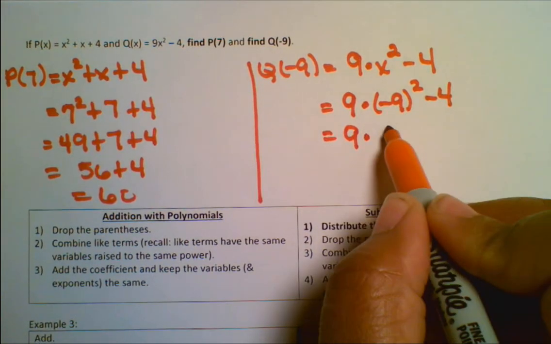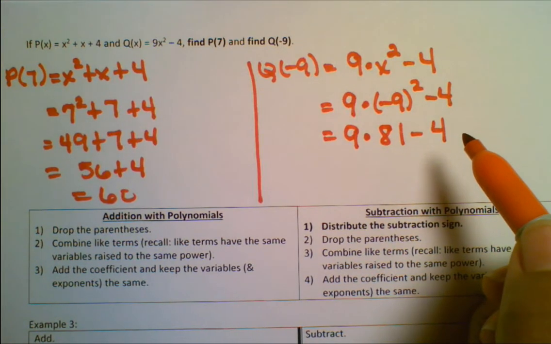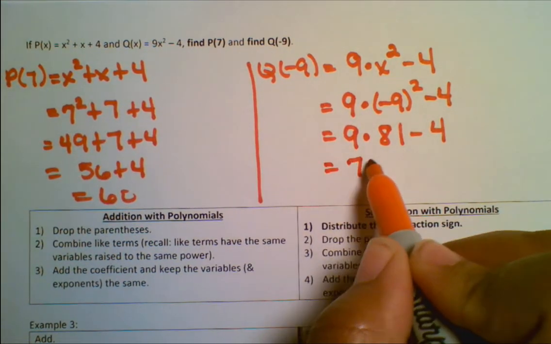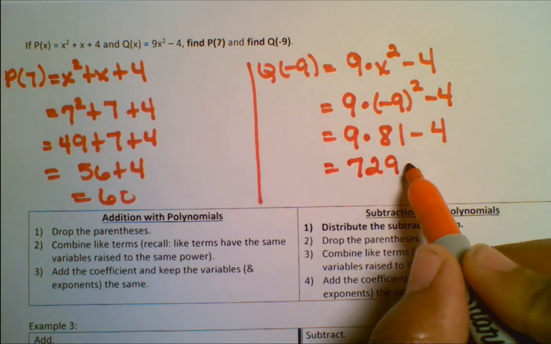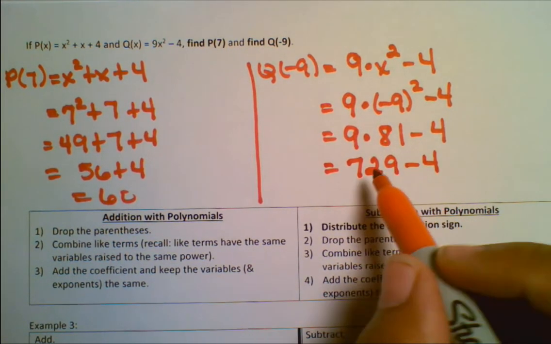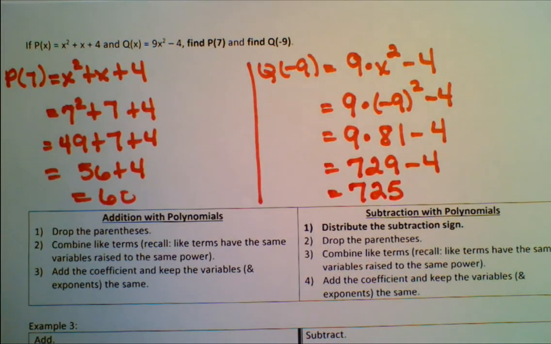Let's square negative 9. That's 81. And 9 times 81, we have 729. And we're going to take away 4. And we have 725. There we go.